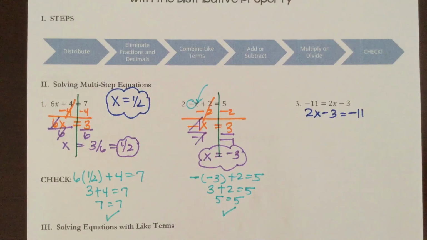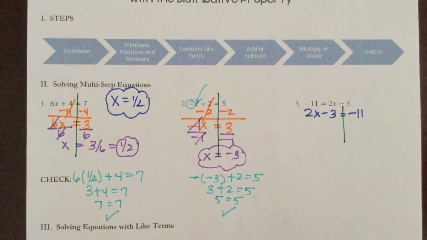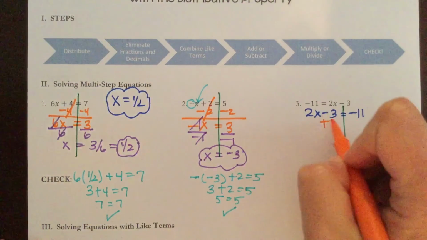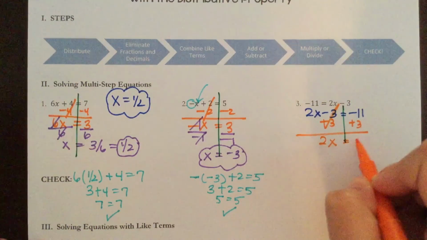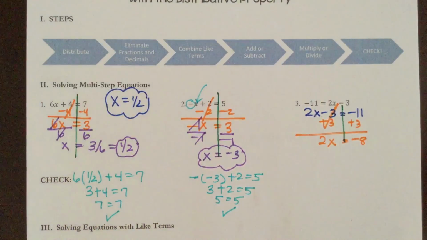There is nothing to distribute here. There are no fractions or decimals to eliminate, and there are no like terms to combine. So we are going to start by moving things over that involve addition or subtraction. That -3 needs to be added, and those cancel. So 2x is currently equal to -8.